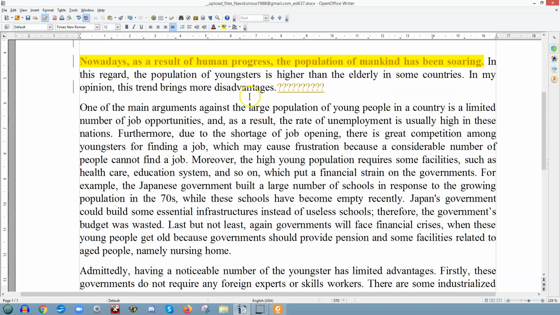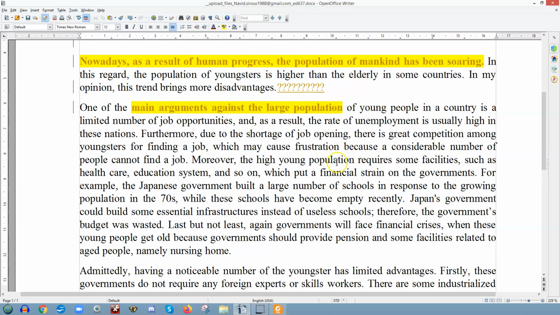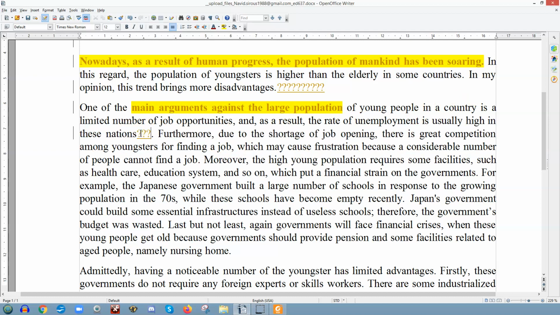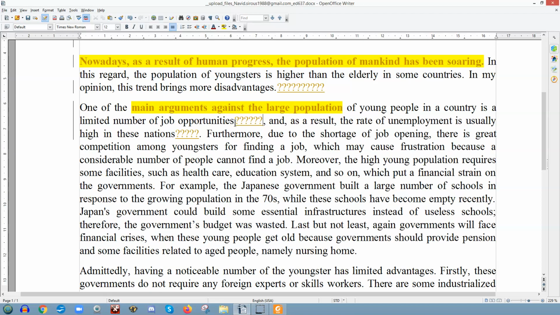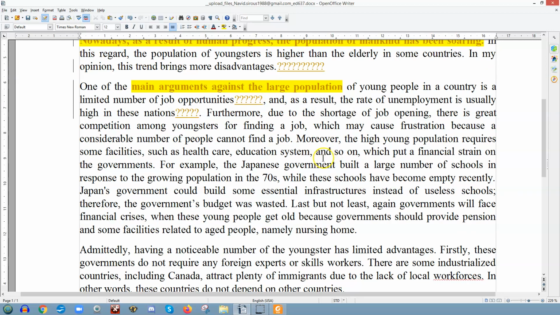"One of the main arguments against a large population of young people in the country is limited number of job opportunities." Well, it's not an argument against, it's a fact. It's asking, what's the disadvantage? "And as a result, the rate of unemployment is usually high in these nations." Who says so? What nations are you talking about? What kind of jobs? What are you talking about? "Furthermore, due to a shortage of job openings, there is a greater competition among youngsters for finding a job, which may cause frustration because a considerable number of people cannot find a job."